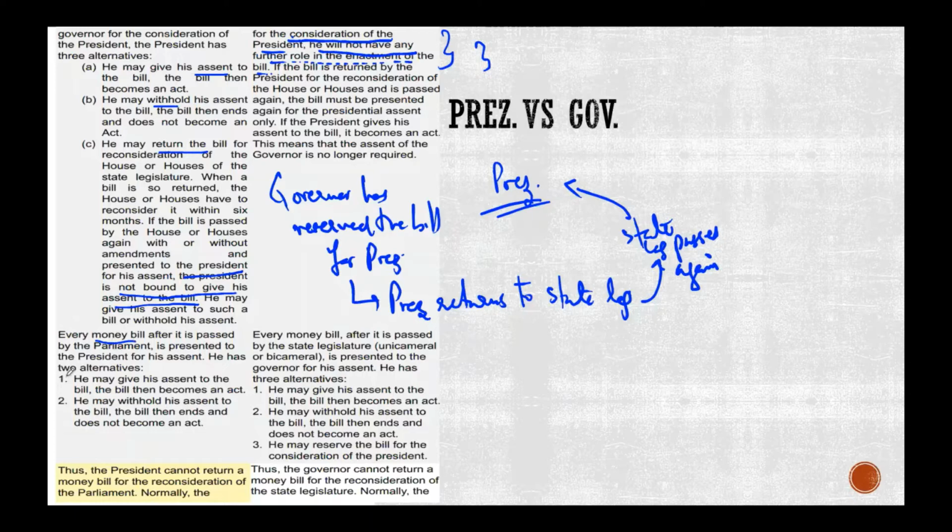Now remember, for a money bill, generally the president will give his assent. He may give his assent, but he can also withhold his assent. But the president cannot return a money bill. There is no returning of a money bill.